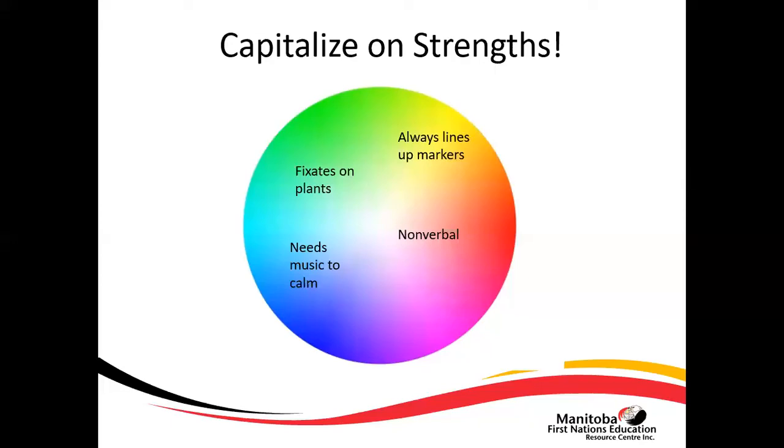A student who always needs to line up their markers might have very great organizational skills, or they're very neat. A student who fixates on plants might grow up to be a famous botanist. A student who is nonverbal may be highly observant of and attuned to their environment, so they may be a very strong visual learner. And a student who needs music to calm was able to independently identify their own calming technique, and maybe they'll grow up to be a musician.